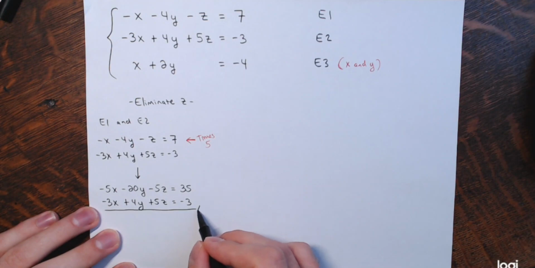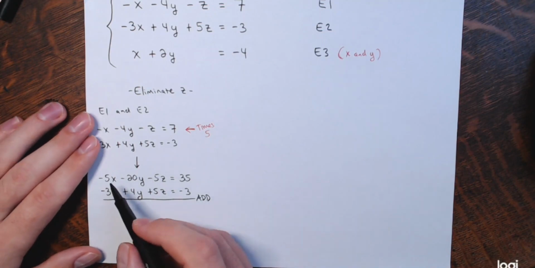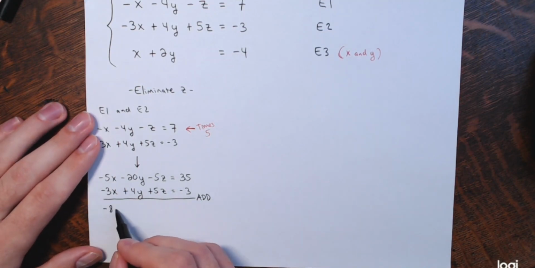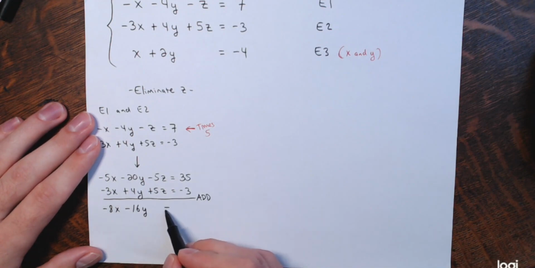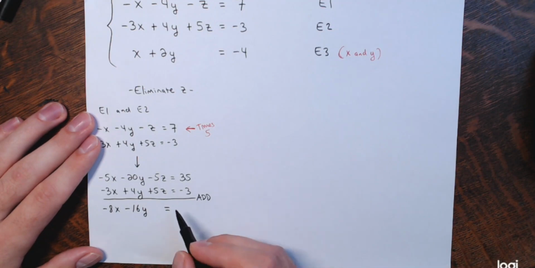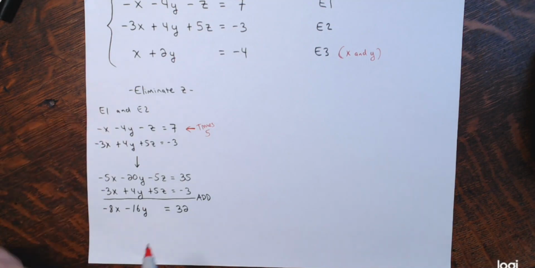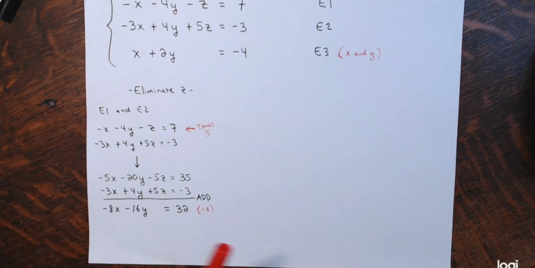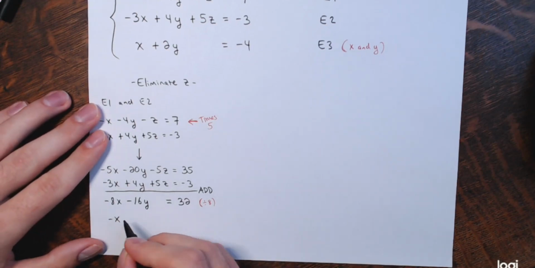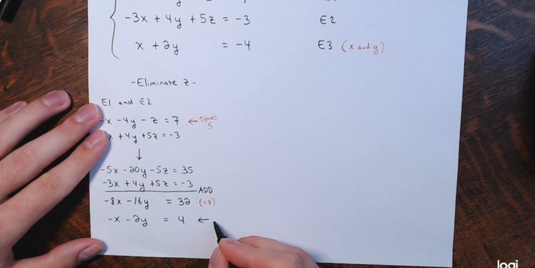And now I can add the equations together because the coefficients of z's are opposites and the z's will be gone. And that'll leave me with negative 8x minus 16y equals 32. And one thing I'm noticing here is that every single one of these coefficients is a multiple of 8. So I'm going to divide by 8. And then we'll have negative x minus 2y equals 4. And I'm going to call this equation 4.